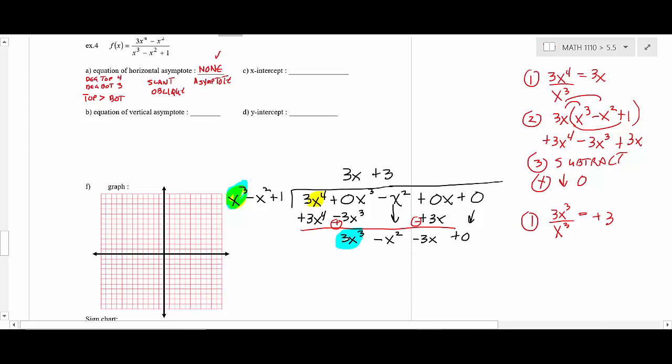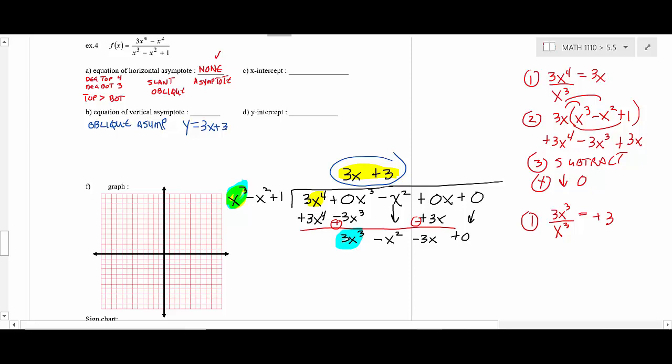And actually you can stop there because this thing right here is the oblique asymptote. An oblique asymptote's a line. Doesn't that look like a line? y equals mx plus b. So this thing right here is the oblique asymptote. You don't have to move on. Once you get that line, then you're done. So let's write in here that the oblique asymptote is going to be y equals 3x plus 3 like this. So that's what we get.